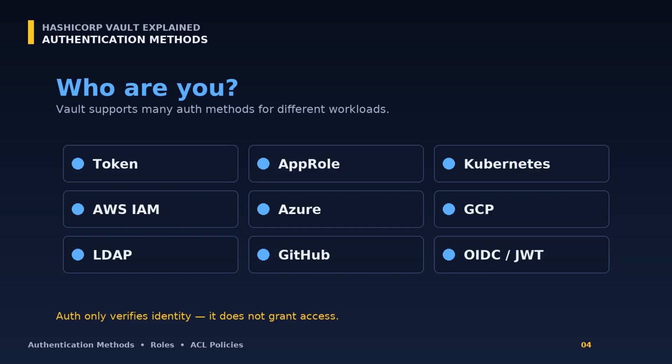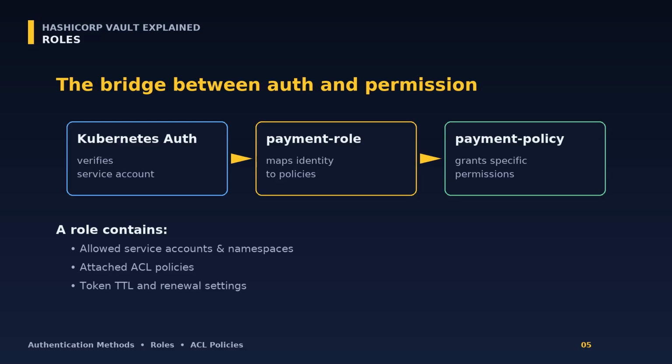Once Vault knows who you are, it needs to map you to the permissions. This is where roles come in. Think of a role as a bridge between authentication and permission. For example, suppose a Kubernetes pod named payment-service authenticates with Vault. The Kubernetes authentication method verifies the service account. Vault then checks which role the service account is mapped to. Maybe it's mapped to a role called payment role.